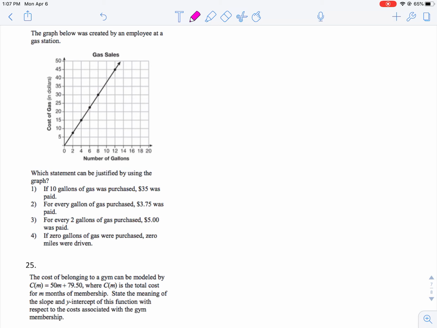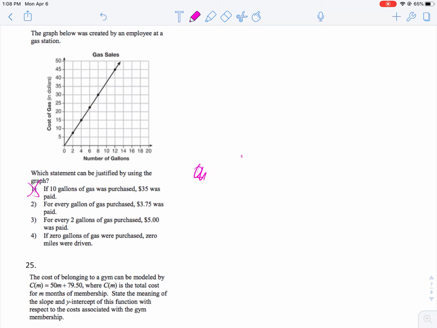And number 24. The graph below was created by an employee at a gas station. Which statement can be justified by using the graph? Well, let's take a look at what these say. That might be the easiest one. It says if 10 gallons of gas was purchased, $35 was paid. At 10 gallons of gas, it looks like we're above $35, so this one is false.